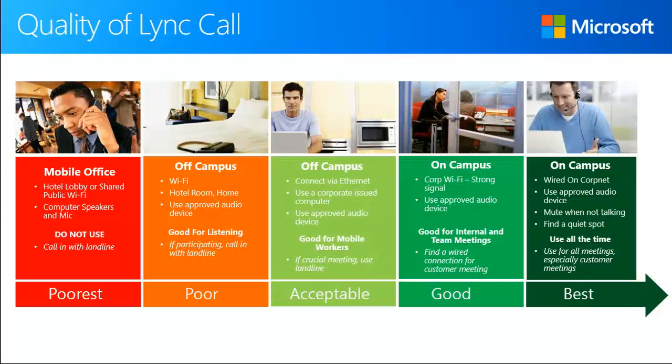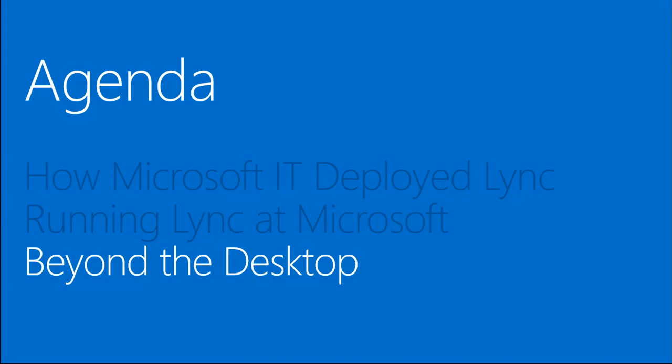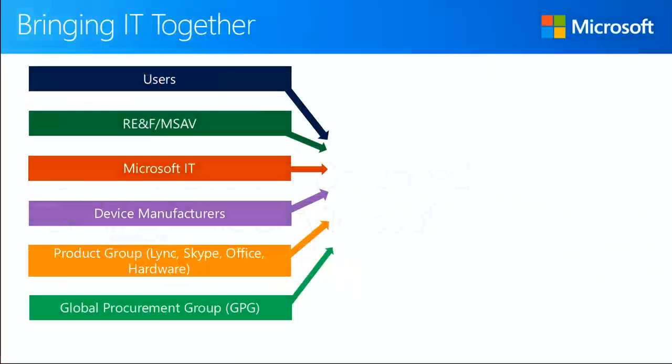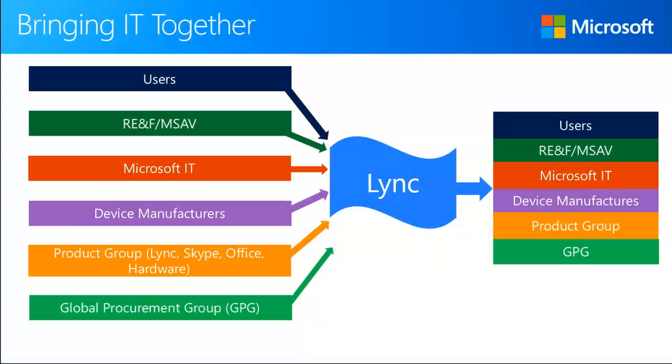So let's talk a little bit about beyond the desktop. The first thing I want to talk to you about is circle of influence. Your circle of influence right now is everybody that you engage with: friends, family, coworkers. But in the business world of using Lync, you really have to look at what Lync does to bring people together. In our environment, it brings our users together.